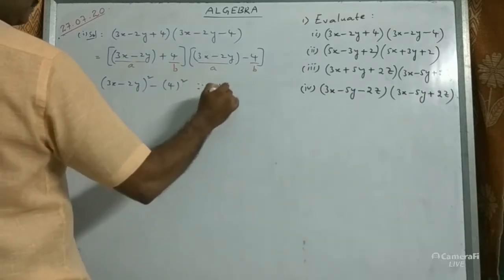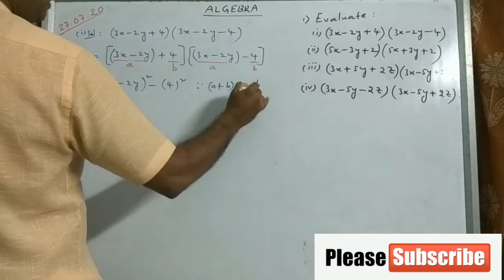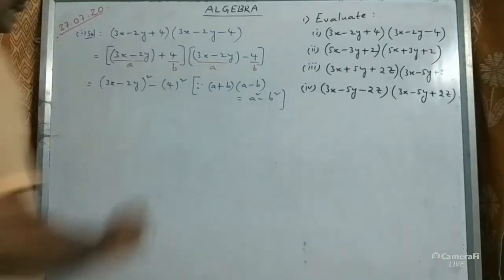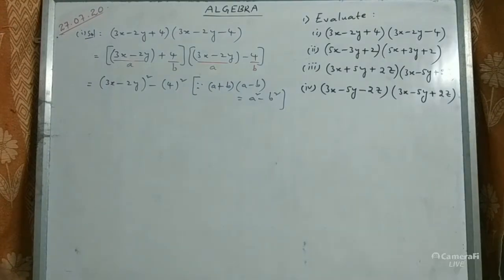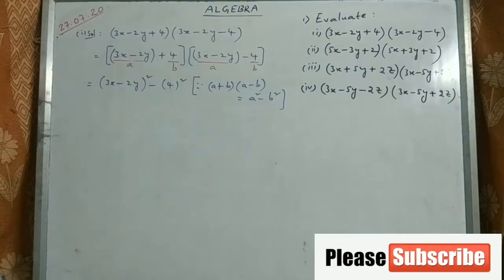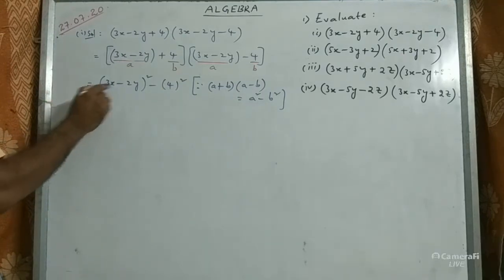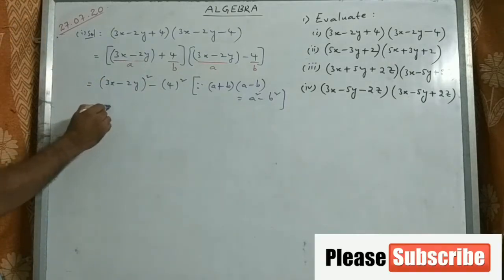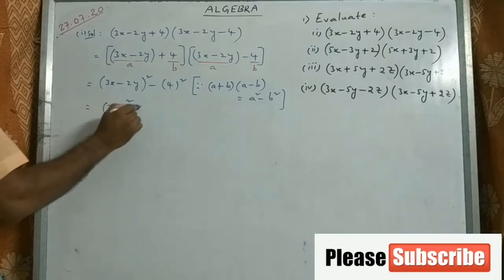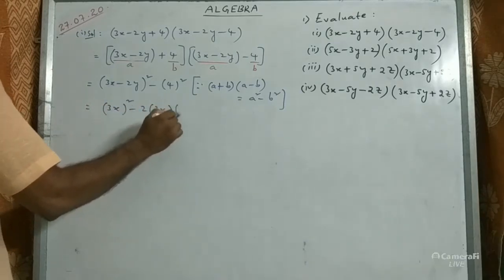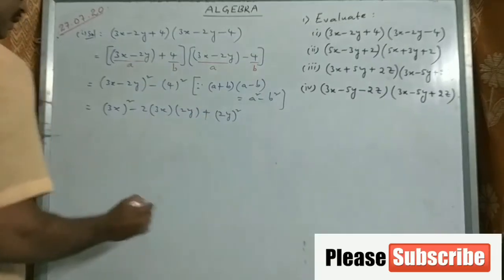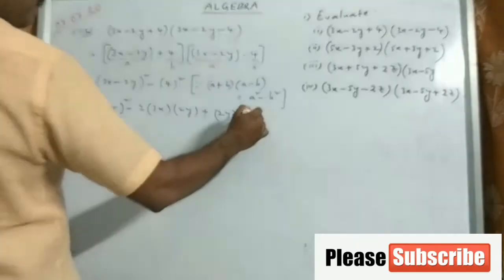Since (a + b)(a - b) equals a squared minus b squared, right? Did you understand this step? Now again it looks like (a - b) whole squared. We know the formula (a - b) whole squared: a squared minus 2ab plus b squared, right? Minus 4 squared means 16.